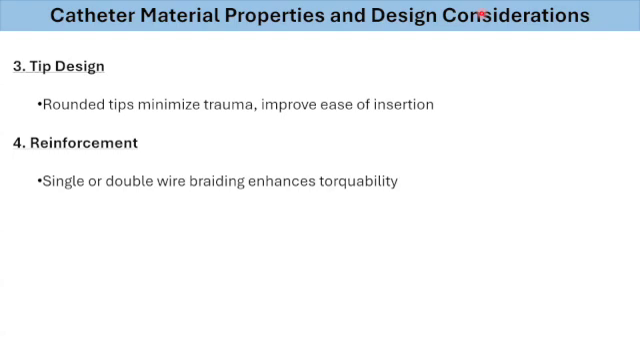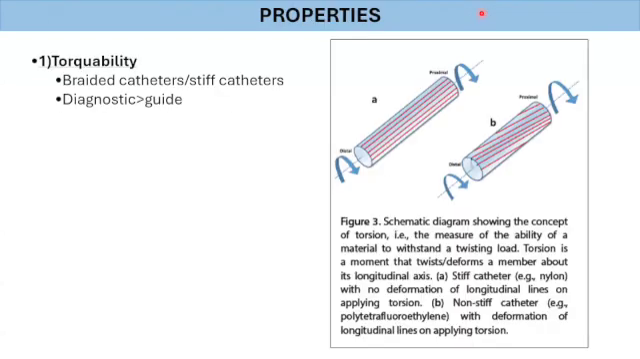Tip design. Tips are always rounded to minimize the trauma. Most of the catheters have tips which are non-braided. Tips are never braided because braiding increases the trauma. Reinforcement is the same as braiding. Coming to torqueability. Torqueability is, if I move the catheter's proximal end, how much torque I can transmit to the distal tip of the catheter. That is the torqueability of the catheter. So the stiffer the catheter, the more torqueable the catheter.